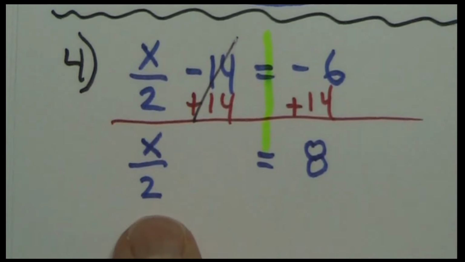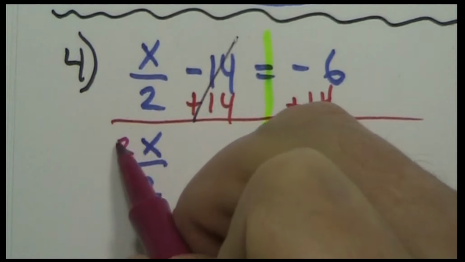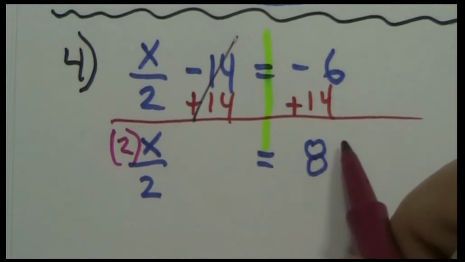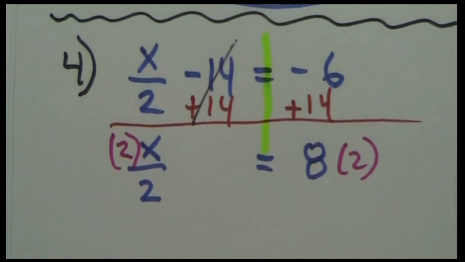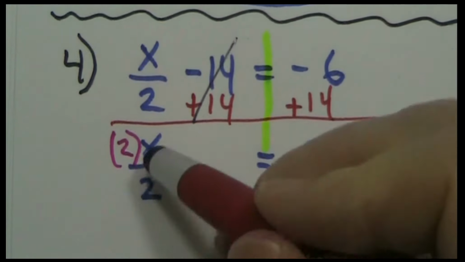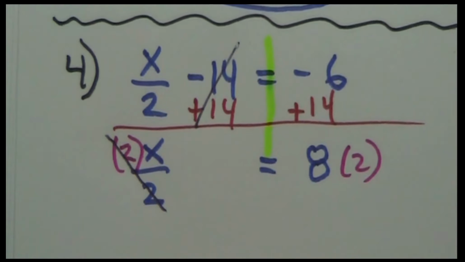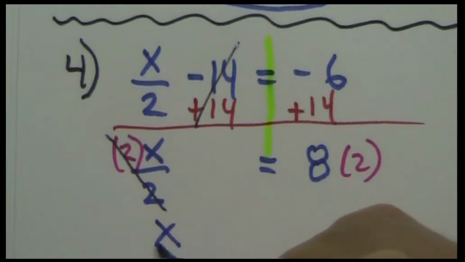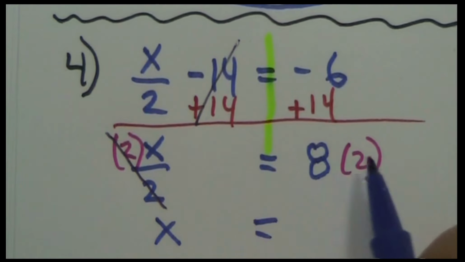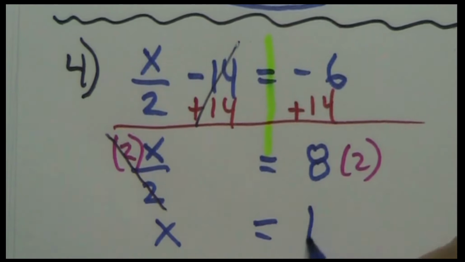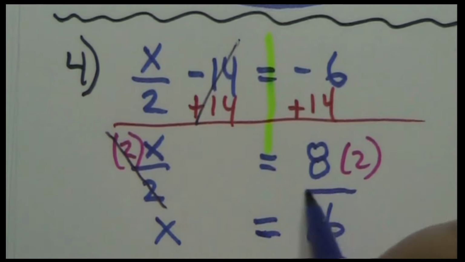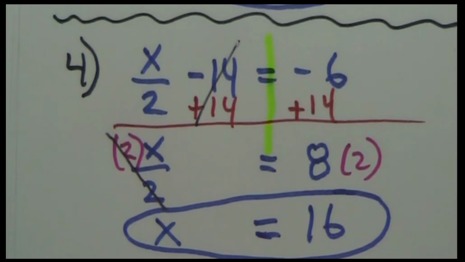Okay, now I want to get rid of the 2. That's divided by 2. So I will multiply by 2. But you need to do it to both sides. And I multiply by 2 so that this reduces down to 1. And now you're just left with 1x. And on the right side, 8 times 2. And there's your answer.